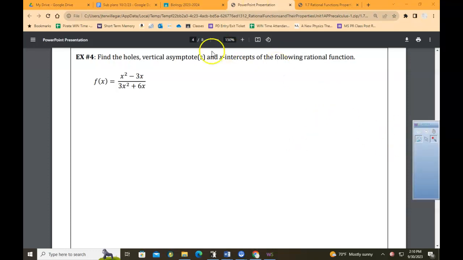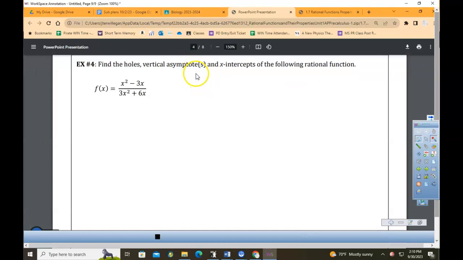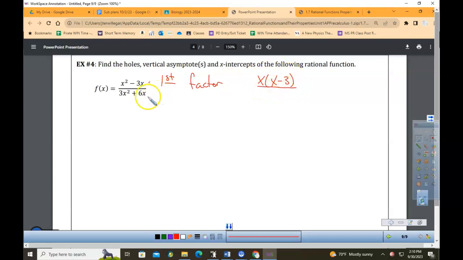All right, now my first step, what I want to do first is do what? First, I'm going to factor. So the top, I'm going to pull out an x. That's going to become x times x minus 3. My bottom, what can I pull out? A 3x. So I'm going to do 3x times x plus 2, right?